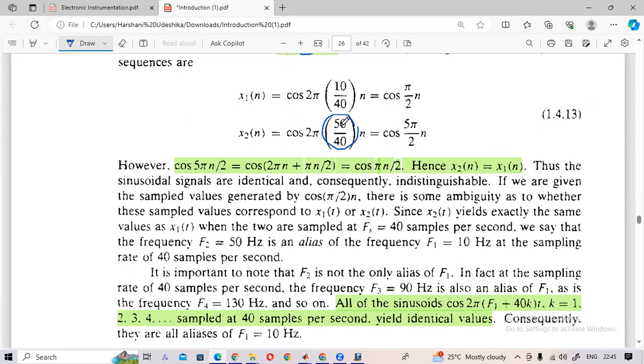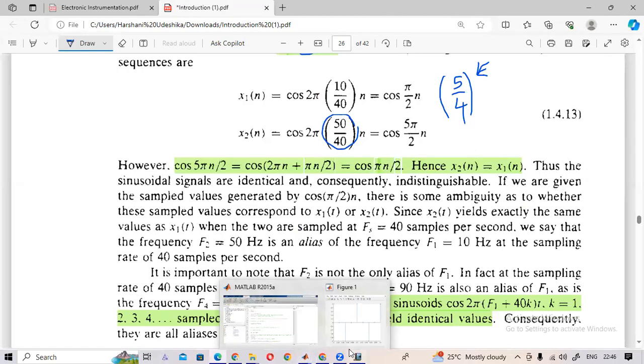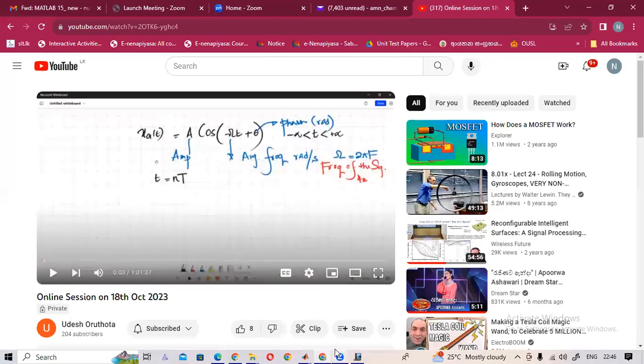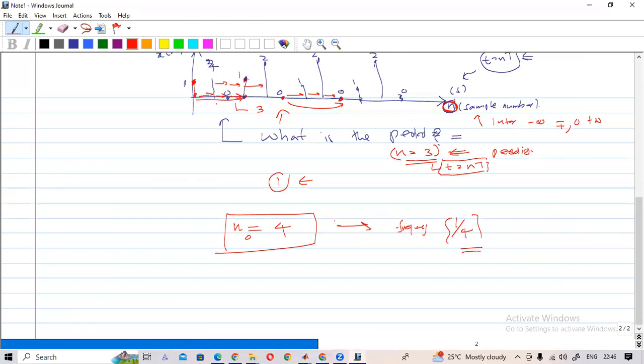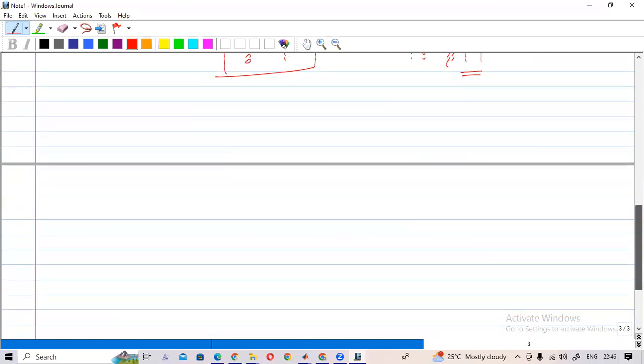It is equal to 50 divided by 40. That means 5 by 4. So this is the frequency we get using the mathematical approach. I will write it here. Please try to understand this; this is very important.